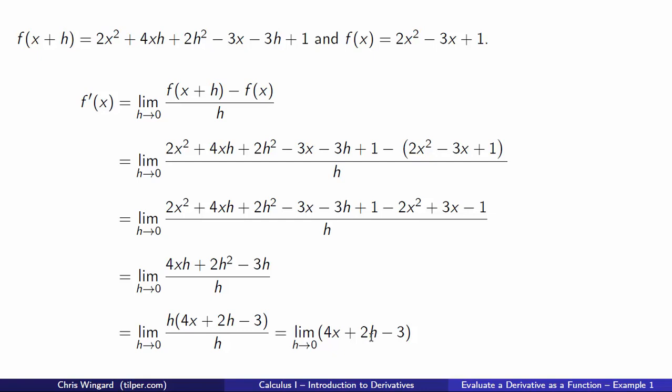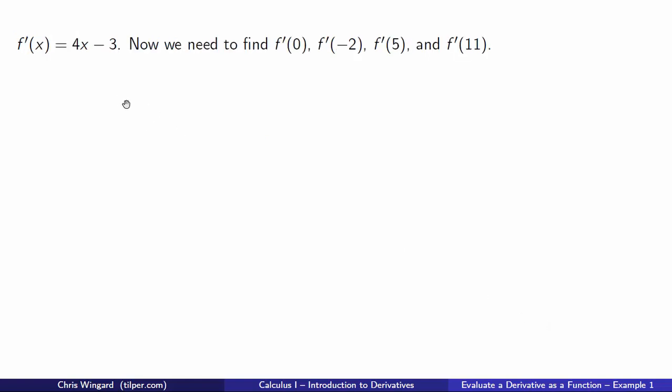Now we can do direct evaluation. Since we're taking the limit as h goes to 0, we'll just directly substitute 0 in for h. And we end up with 4x plus 2 times 0 minus 3. 2 times 0 is, of course, just 0. So we get 4x minus 3. And that's our derivative as a function. So f prime of x as a function of x is just 4x minus 3.